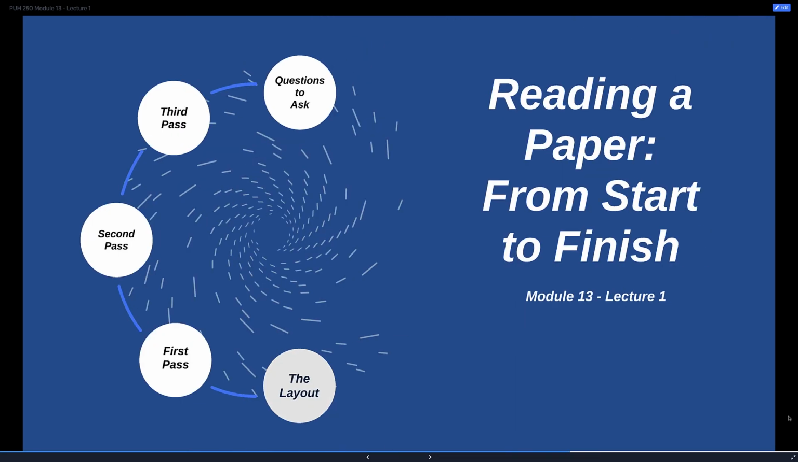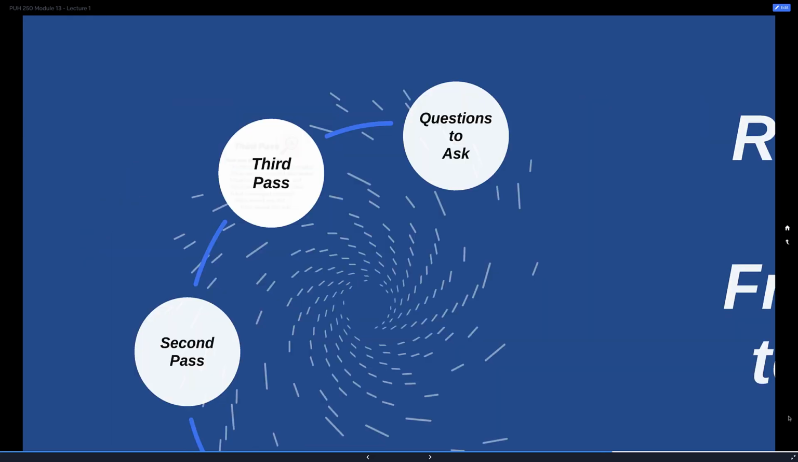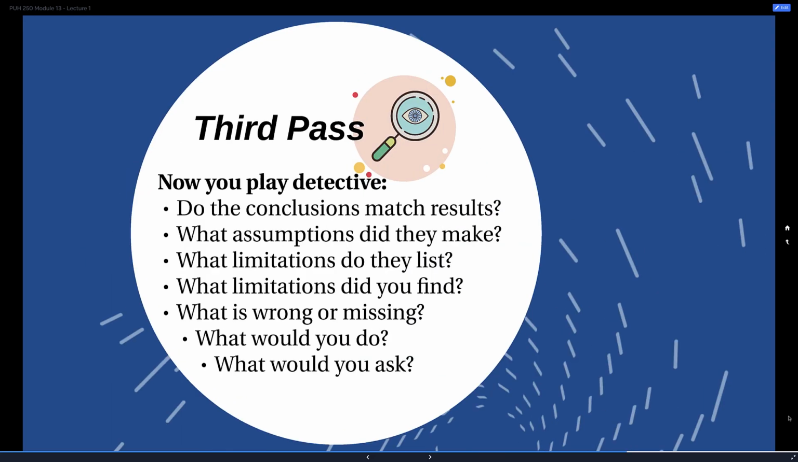And once you've done that, you can really sit on a third pass and play a detective. Again, do the conclusions match the results? So you've already read the conclusions, and then you went back and read the results. And are they saying what they found? So if they didn't find a statistically significant difference in the results, but in the conclusions, they talk about things being different, that's a problem. What assumptions did they make? What limitations do they list? What limitations do you find? Is there anything wrong or missing?